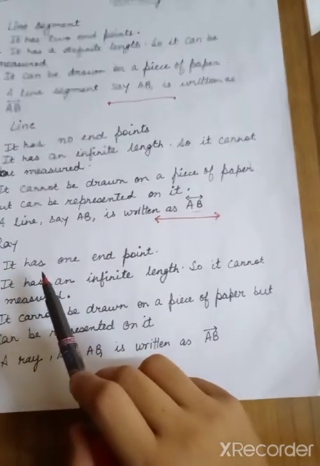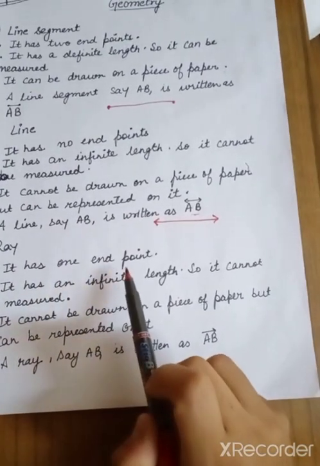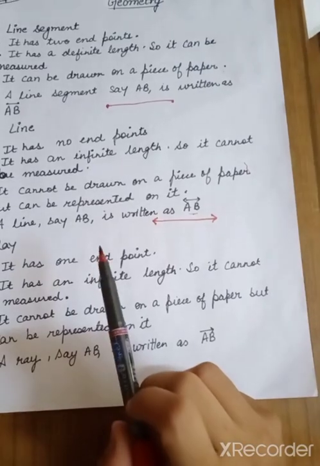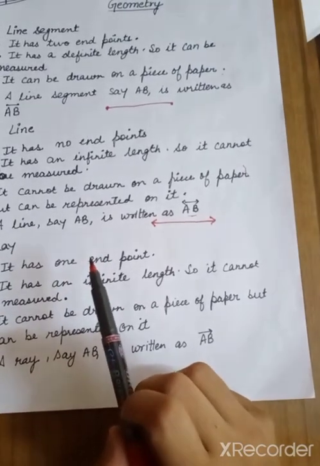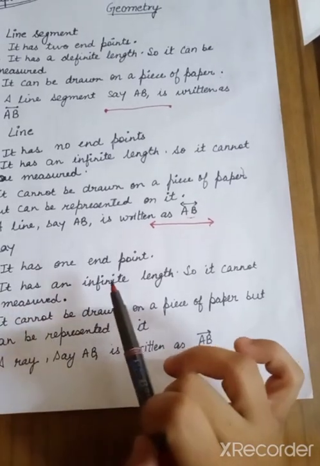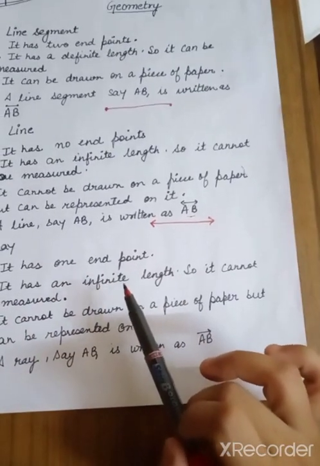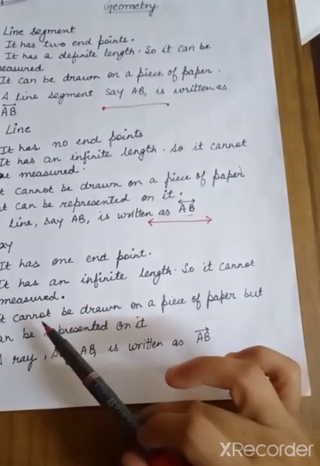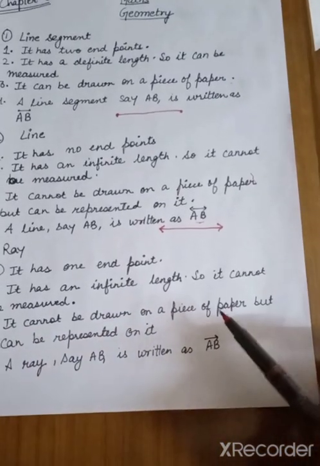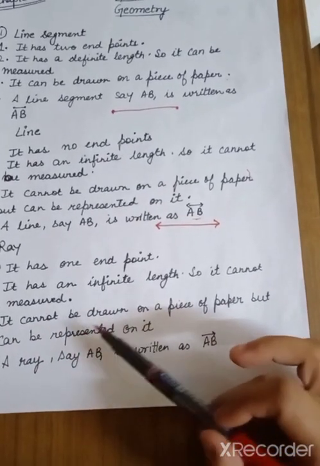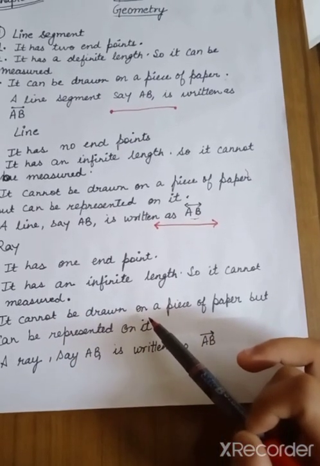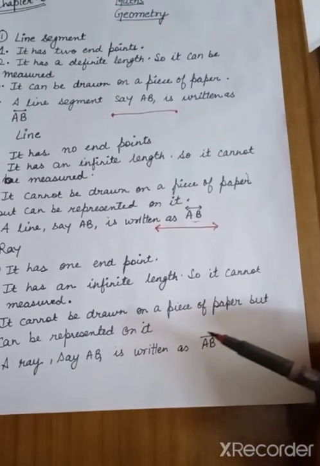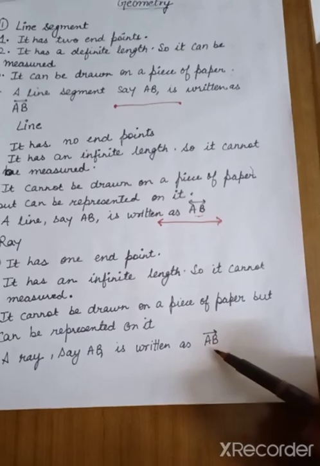Ray. The properties of a ray: it has one endpoint. Remember that a ray has only one endpoint, only a starting point. It has an infinite length. Like a line, it also has infinite length, so it cannot be measured. Third, it cannot be drawn on a piece of paper, but we can represent it. A ray AB is written like this. The symbol of a ray AB is like this.